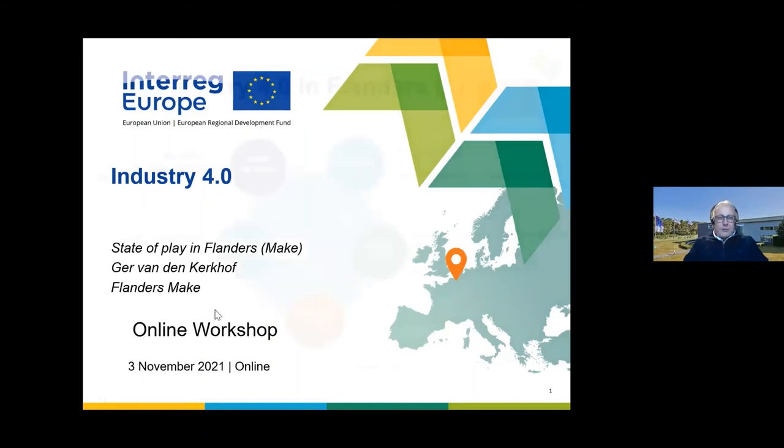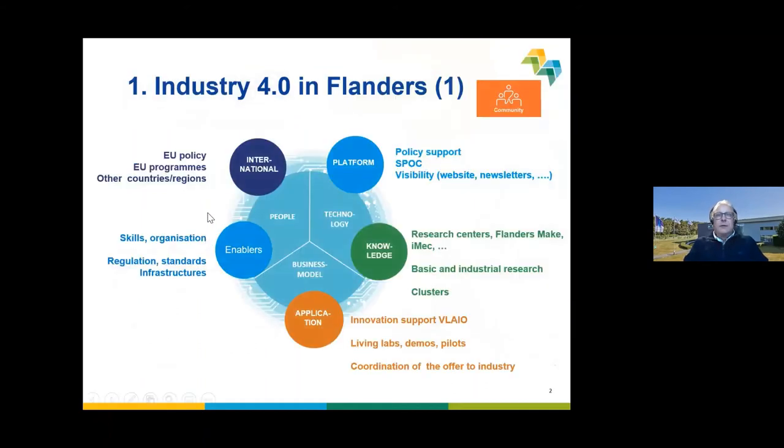So I'm going to start with what's going on in Flanders. Industry 4.0 is one of the 6 or 7 transition domains in Flanders, which means that the movement towards Industry 4.0 is managed by what we call a single point of contact. So there's somebody in the government who is responsible for the transition.